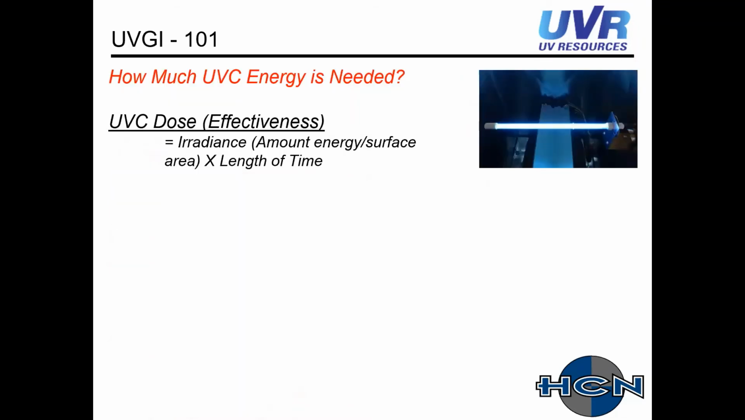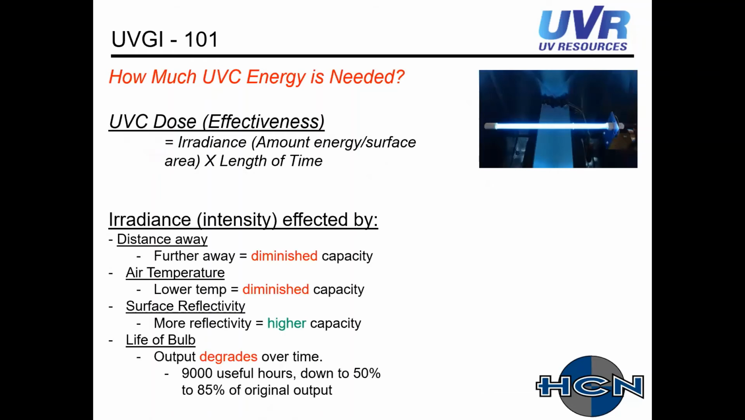All right. So how much UVC energy is needed? Basically, your dose or your effectiveness is the amount of energy per area times the length of time. Items that affect the irradiance or intensity are the distance away. The further your light is from your surface, the more diminished the capacity. The lower your air temperature is, the less capacity your UVC light produces. What's also affected is surface reflectivity. This would be like on the interior of a duct or an air handling unit. The greater reflectivity of aluminum versus galvanized steel would give an increase in capacity.